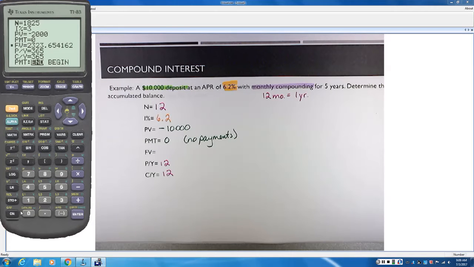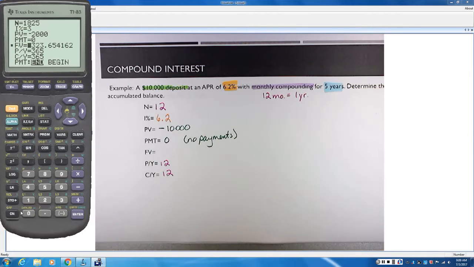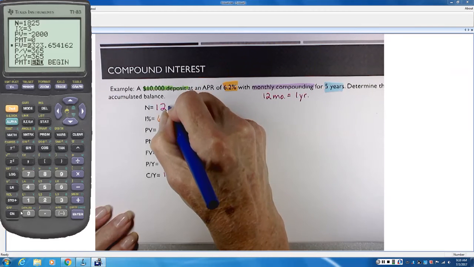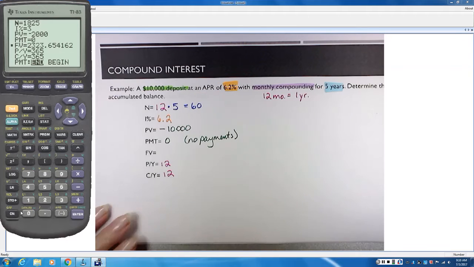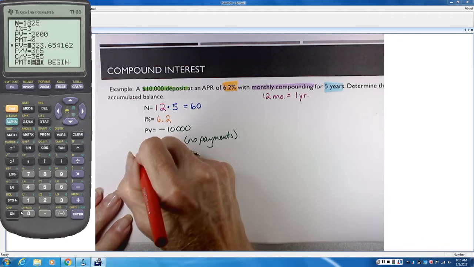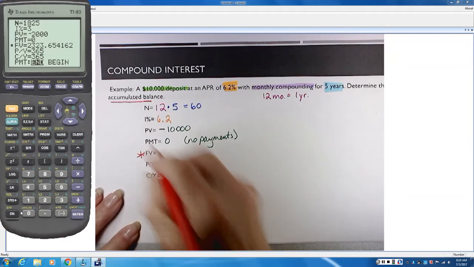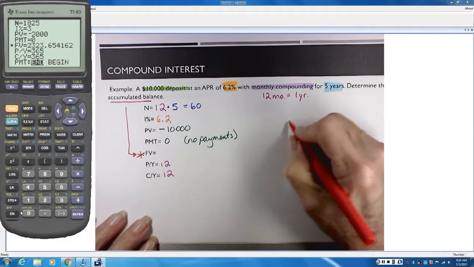And then it says for 5 years. So that tells us that for our number of payments, it's going to be 12 payments a year times 5 years. And that's going to equal 60 when we multiply it out. And again, the only thing we're not going to know is your accumulated balance. That's your future value. What will you have at the end?